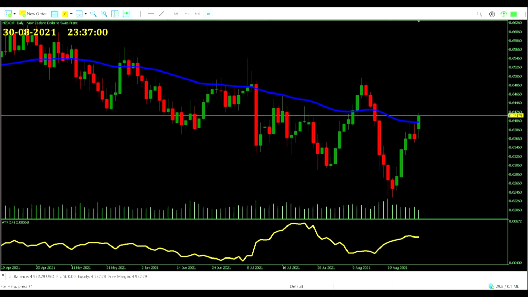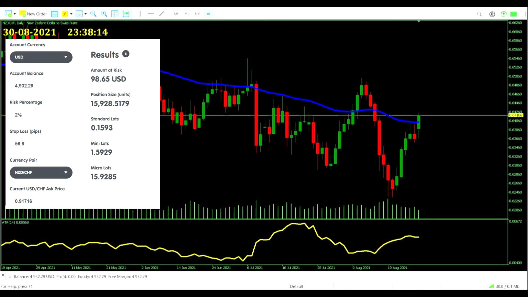$4,932.29. And again, it's going to be that 2% risk trade. It's just the one trade, there's no splits. And it's a 1 times ATR value for the stop loss and a 1.5 times ATR value for the take profit to hopefully try and get some more gains from it. That means our 1 times ATR value stop loss is right down here on the ATR, 56.8 pips. And you can see our risk calculated on screen now.